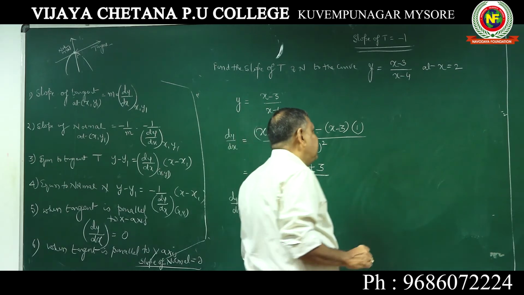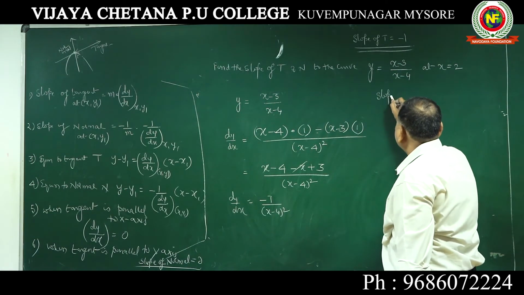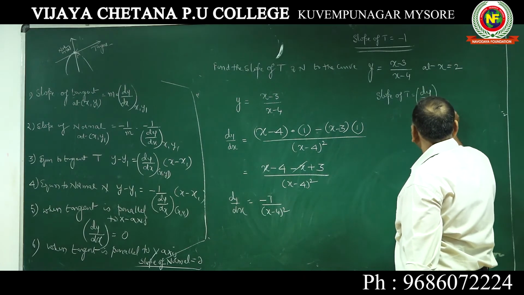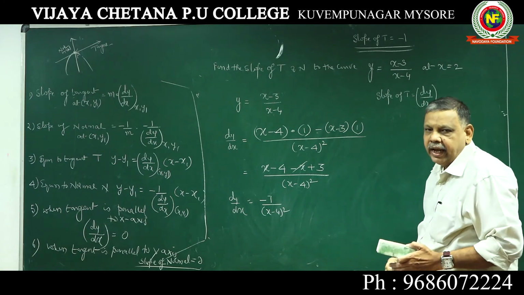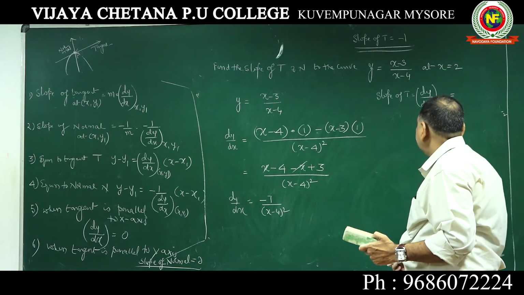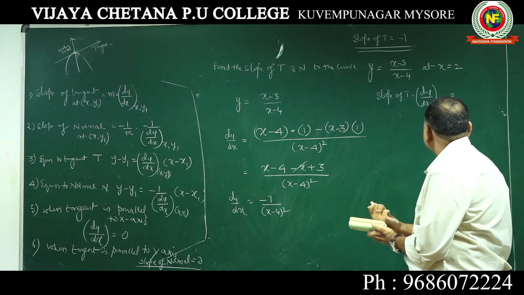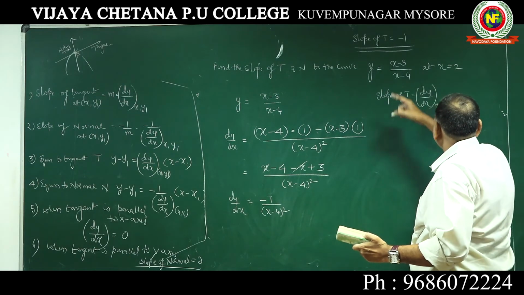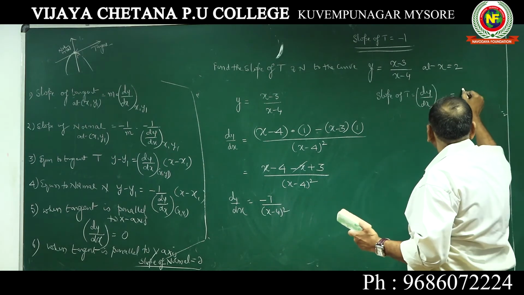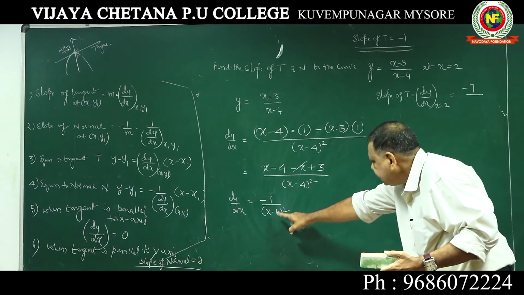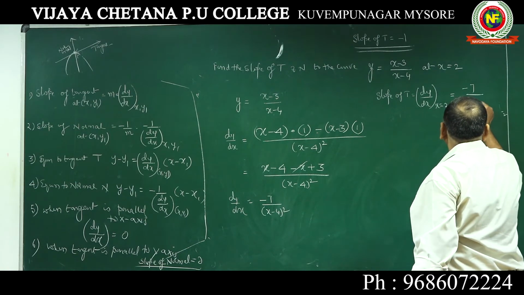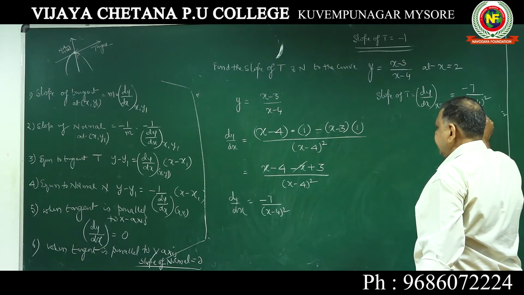Now we have to find slope of tangent. Slope of tangent is dy by dx at that particular point x equal to 2. You have to find out at x equal to 2. Now slope of tangent is dy by dx at x equal to 2. Substitute x equal to 2 in the expression, 2 minus 4 whole square.